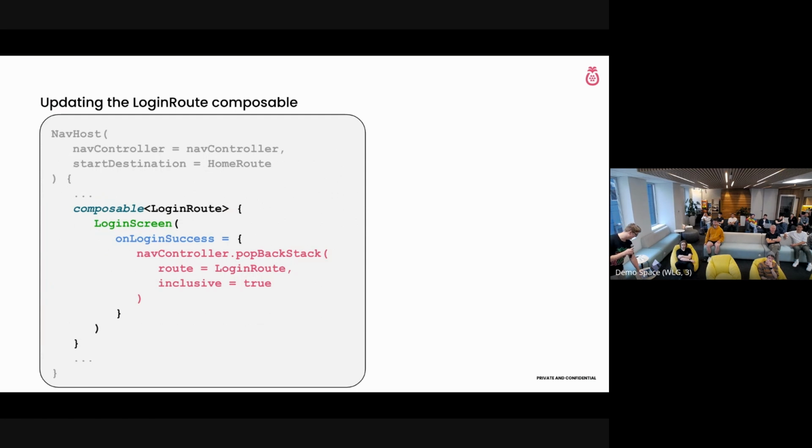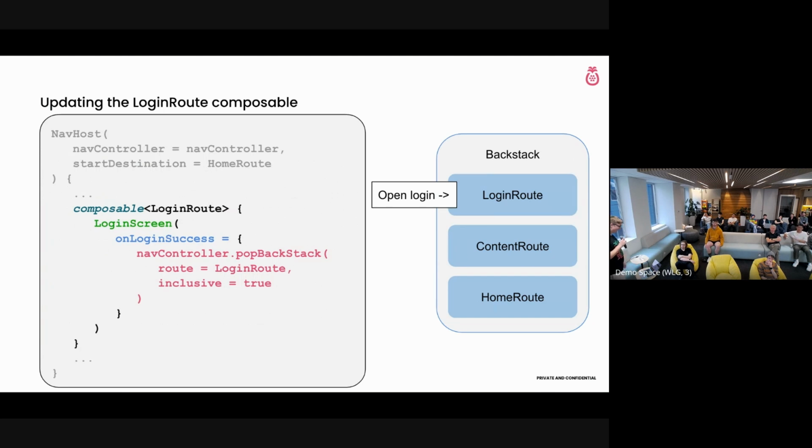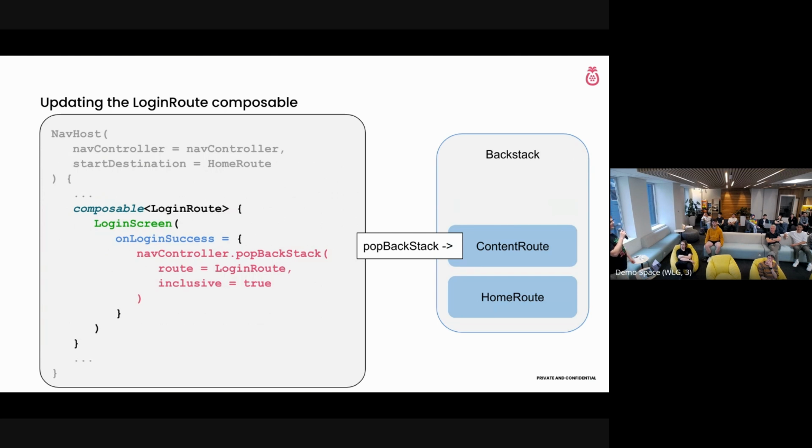So I think I've got an example here. Yeah. So with our deep link example here, we've deep linked into the content screen again. The authenticated composable for content route will then take you to the login route. And once you've completed login, using the pop backstack, it will remove everything on the backstack up to and including itself. So it'll remove itself and we'll go back to the content route rather than navigating to home like we were doing before.